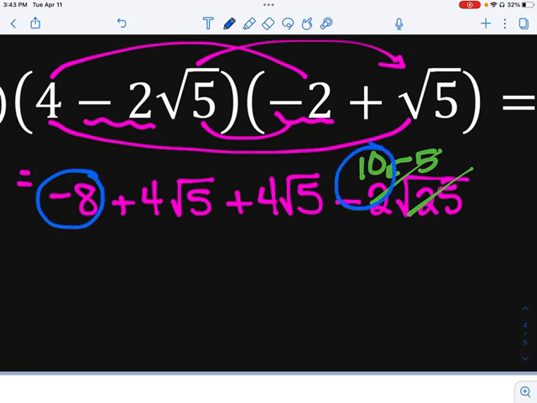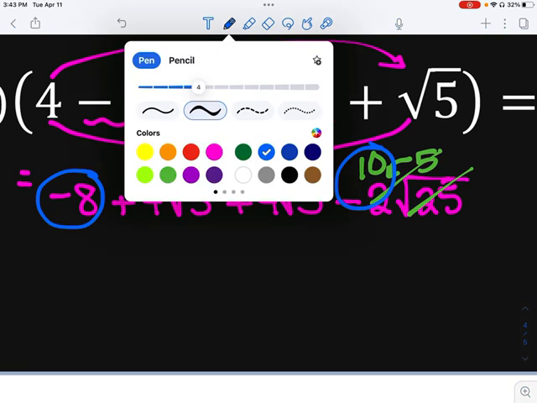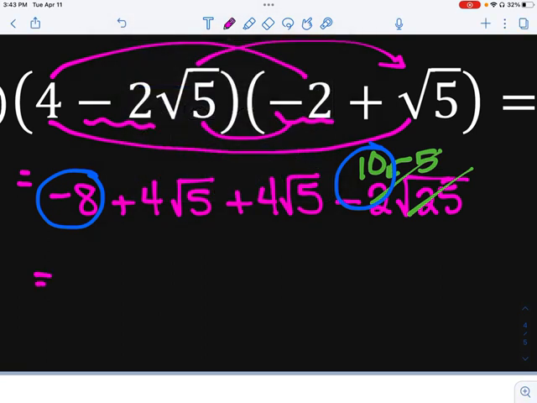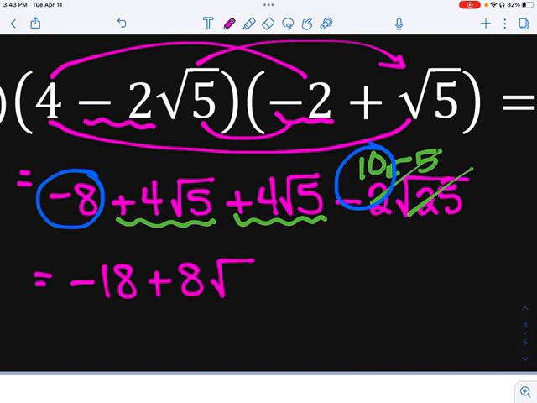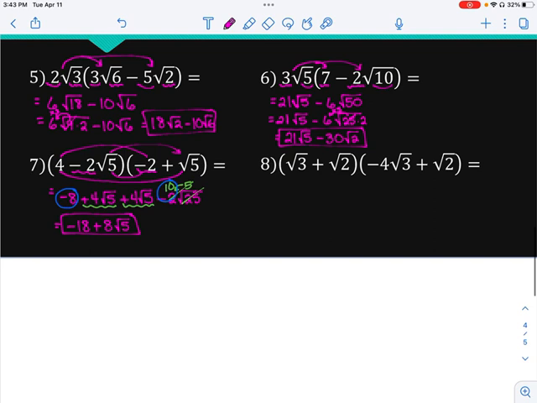Now what I can do is I can take this negative 8 and this negative 10, and I can put them together because they are alike. So negative 8 minus 10 gives me a negative 18. Then I can take the positive 4 square root of 5 and the positive 4 square root of 5. I can put those together because they have like radicals, and that would get me a positive 8 square root of 5. And that would be my simplified answer there.